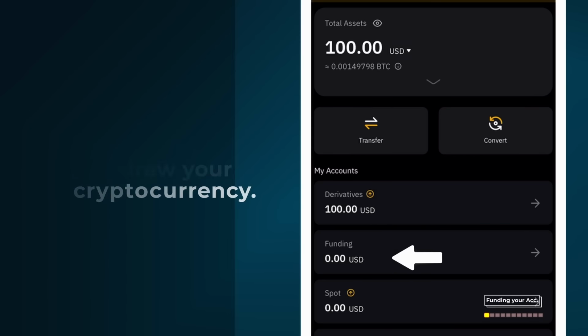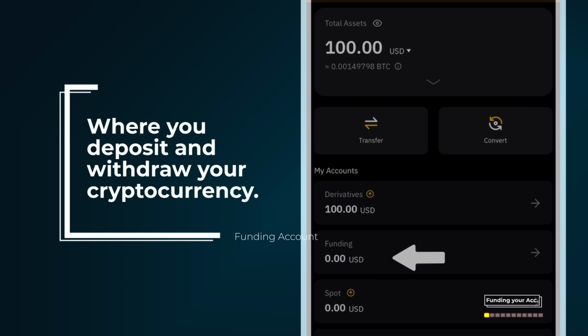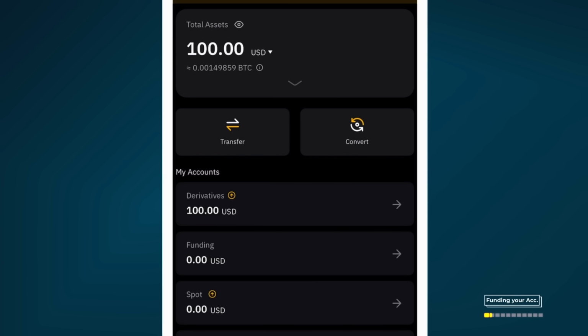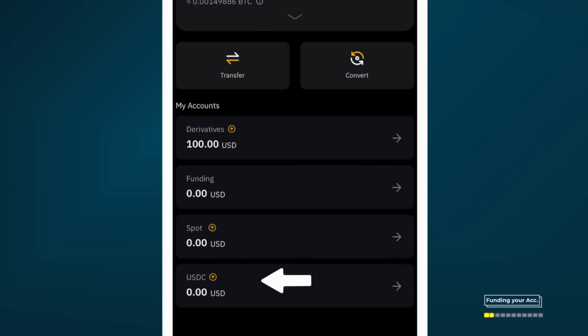Now, the funding account is where you receive your money when you do an on-ramp. You can send it out from here, or receive crypto directly to your funding account, or sell it for your fiat money from the funding account. Now, if you want to trade spot, you have to move some money to your spot account. If you want to trade derivatives, you have to move the money to the derivative account, and of course USDC if you want to trade the USDC options.